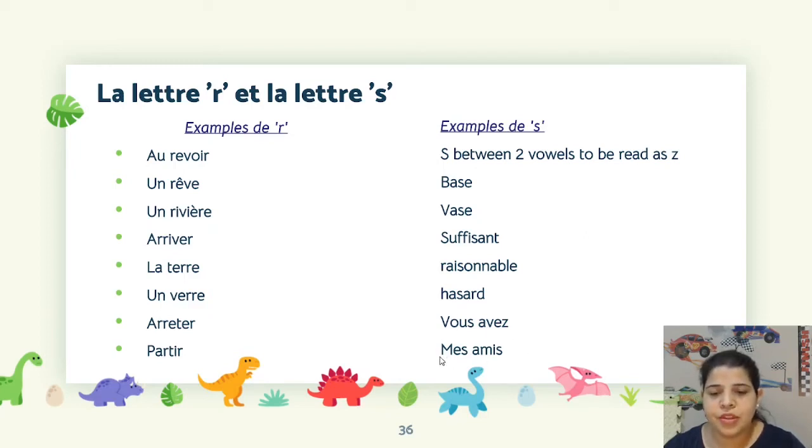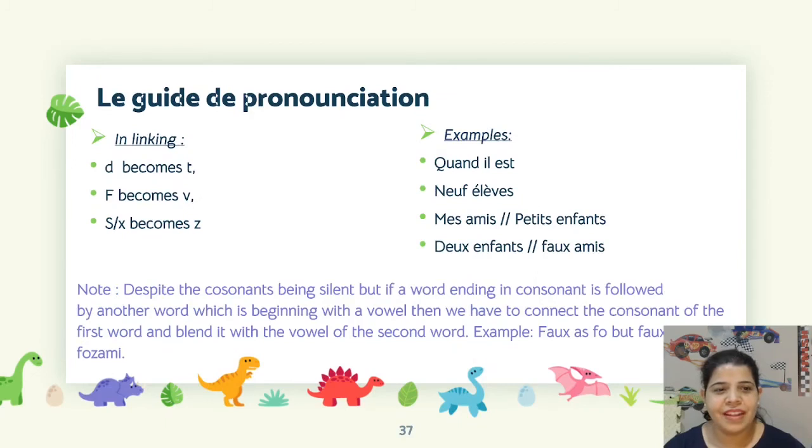Mes amis. Usually we say mes, which means my in French. Mes amis, my friends. When we say mes amis, A is a vowel here, and when we have to connect it, E and A are vowels, so S becomes the letter Z: mes amis. I hope that's clear.